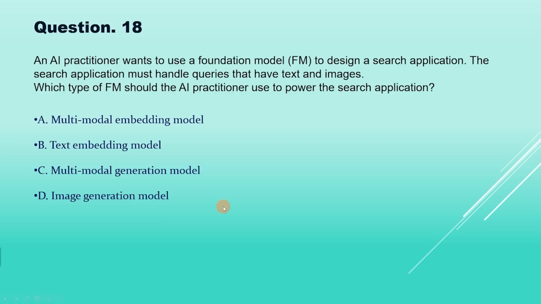So the correct answer here will be option A, multimodal embedding model, because it is specifically designed to process and understand various types of data, including text and images, and by converting both text and image inputs into numerical representations, it enables the model to compare and understand the relationship between them. So option A is correct here.